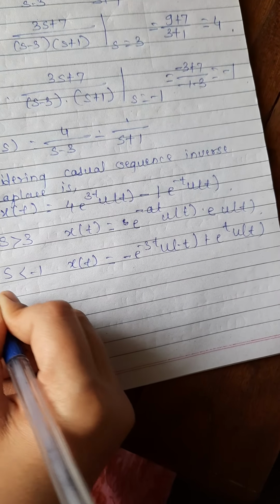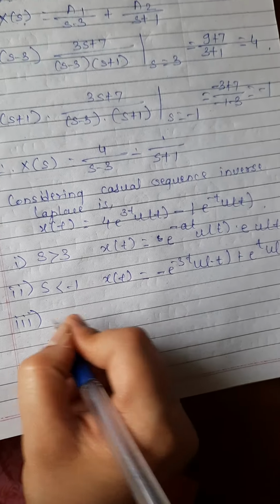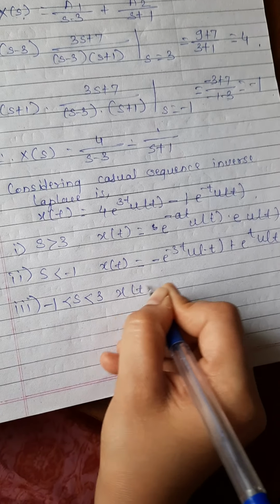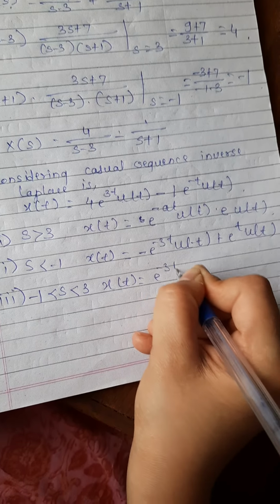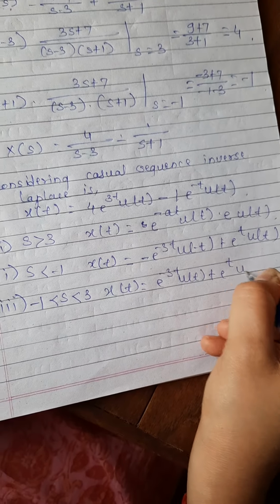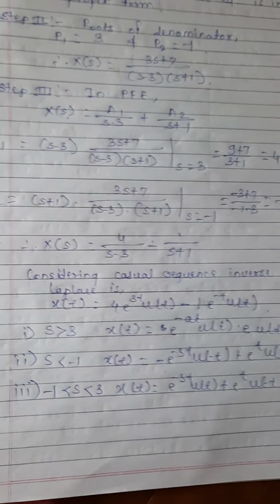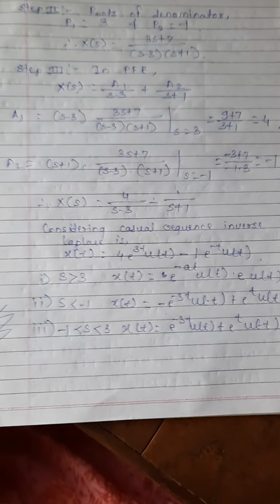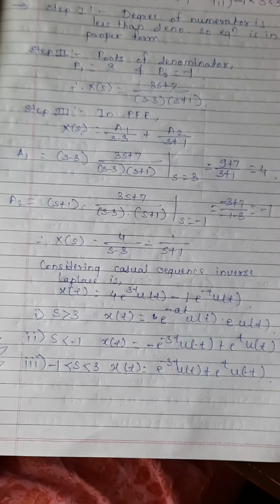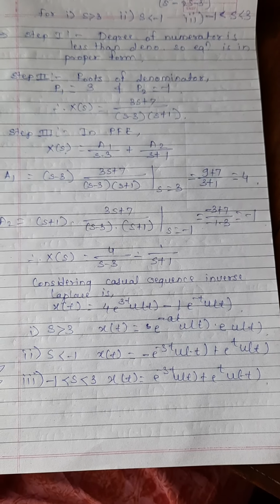And the third condition is s in between 3 and minus 1. So x of t is equal to e raised to minus 3t u of t plus e raised to t u of minus t. So this problem was asked in exam for 7 marks. In this way we can solve this problem.